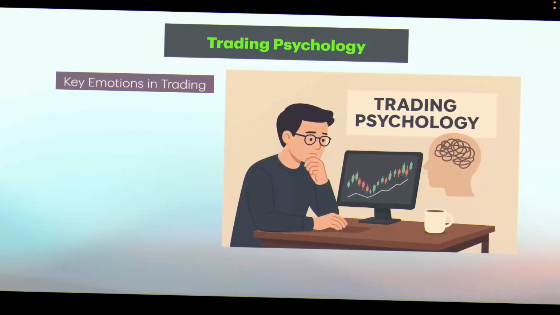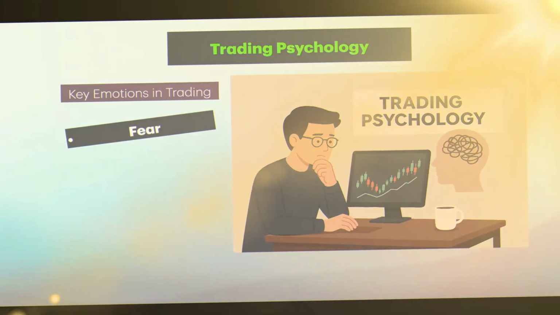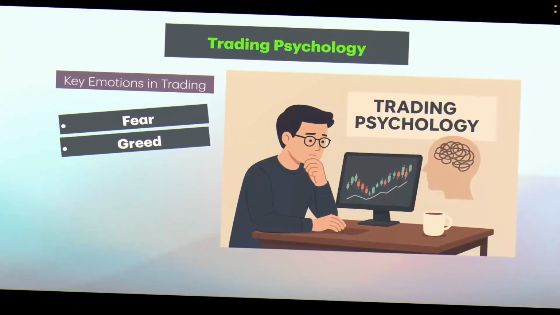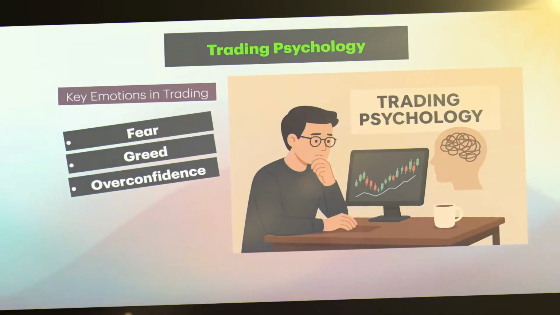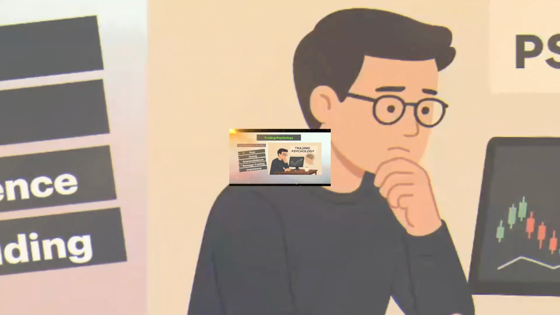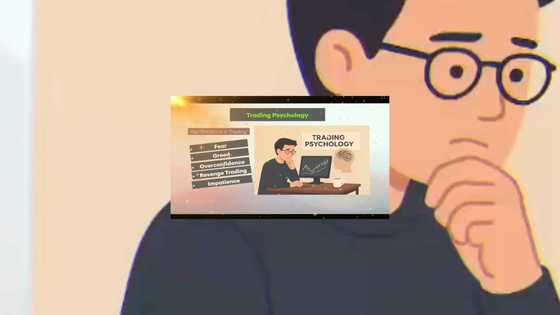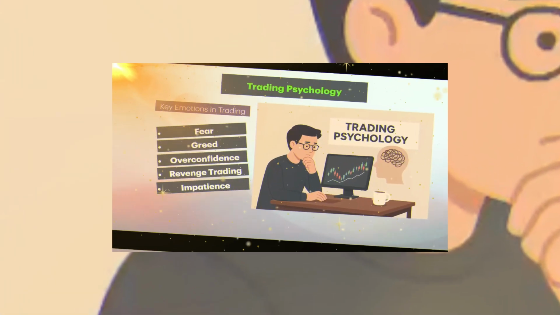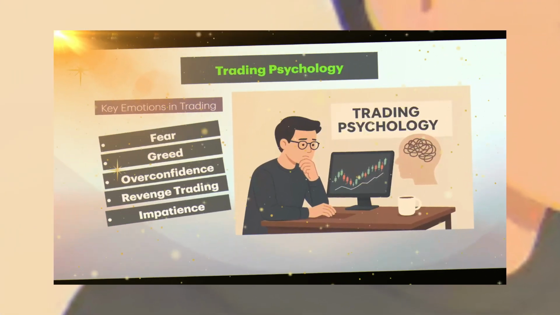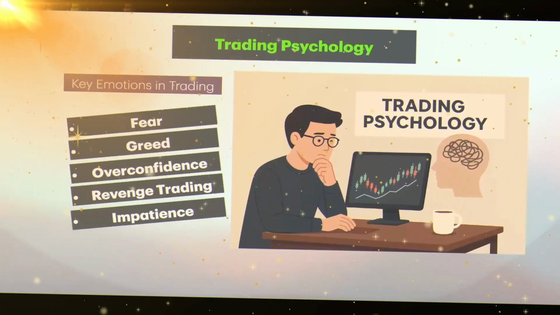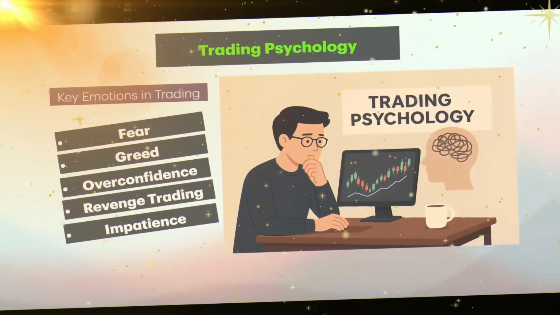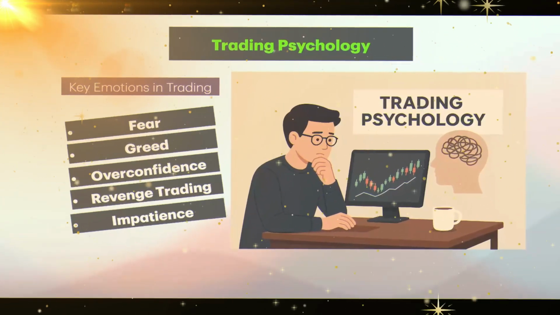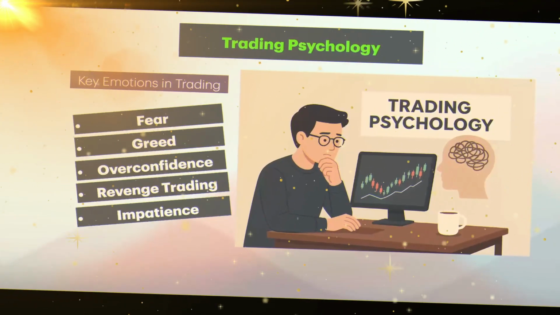Fear makes traders exit trades too early, avoid good setups, and hesitate to enter after past losses. So trade with a plan and fixed risk. When your risk is small, fear reduces automatically. And greed makes traders hold winning trades too long, take too many trades, and double positions without any kind of logic. So stick to your target and risk reward ratio.